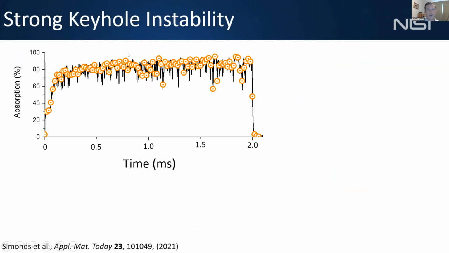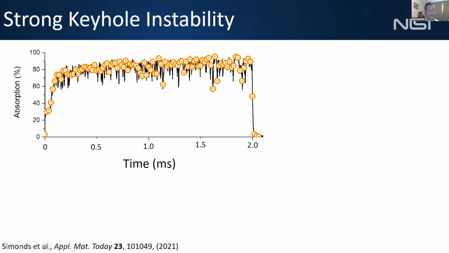So some of these causal behaviors that I alluded to in the title, here's an example of some of those. So here is, again, a single spot exposure on a solid plate. And this is a relatively high power. So you see that very quickly you form this keyhole pretty early on in the 2 millisecond exposure. You move up to this rapid absorption.